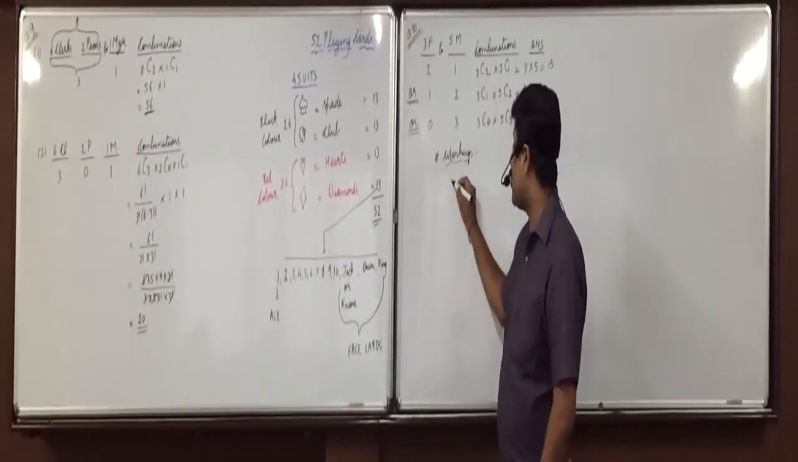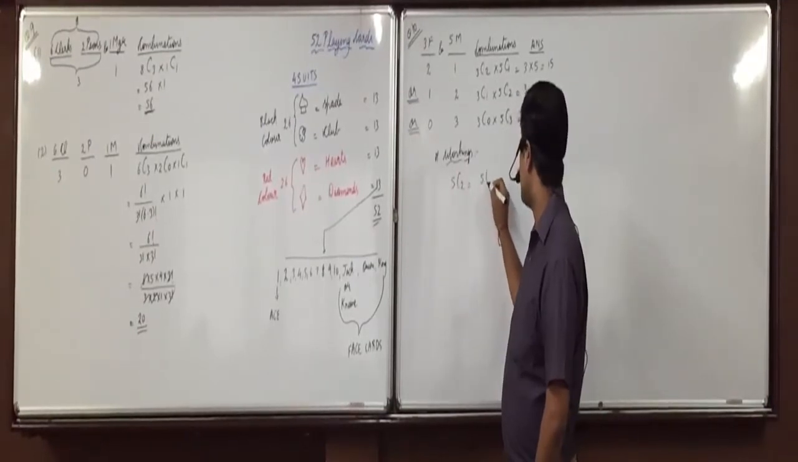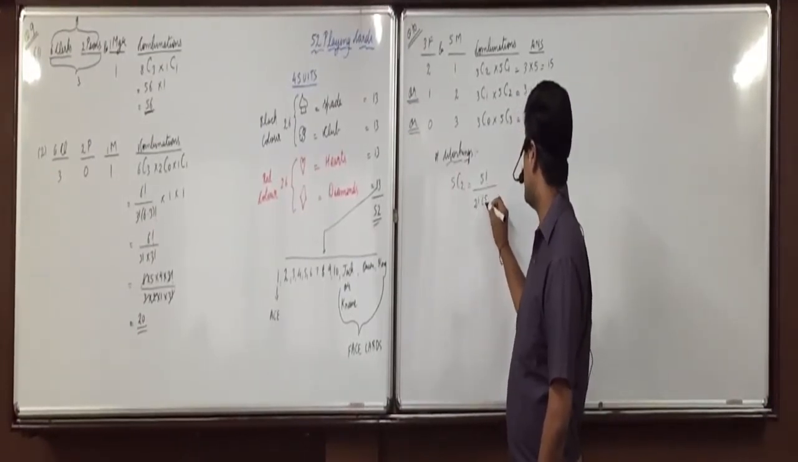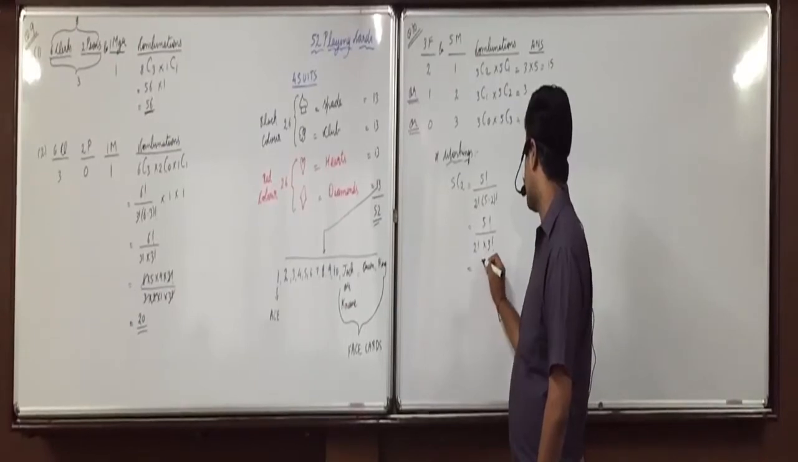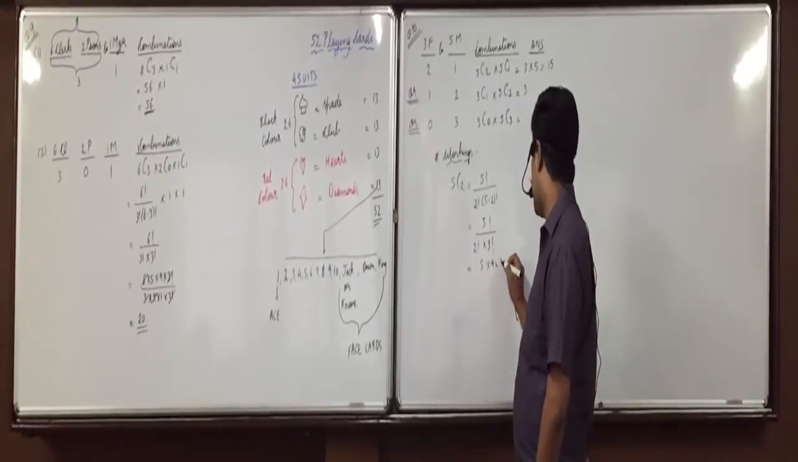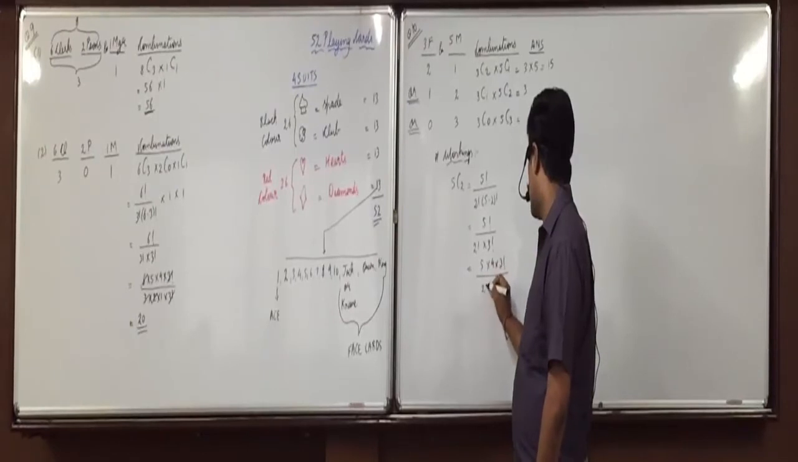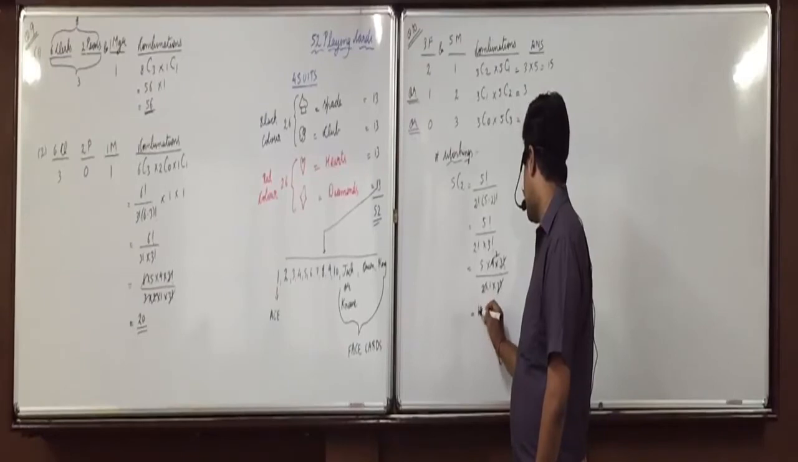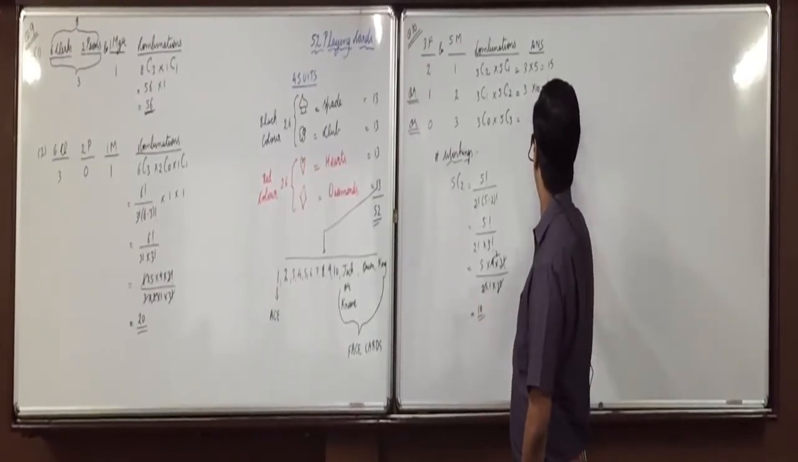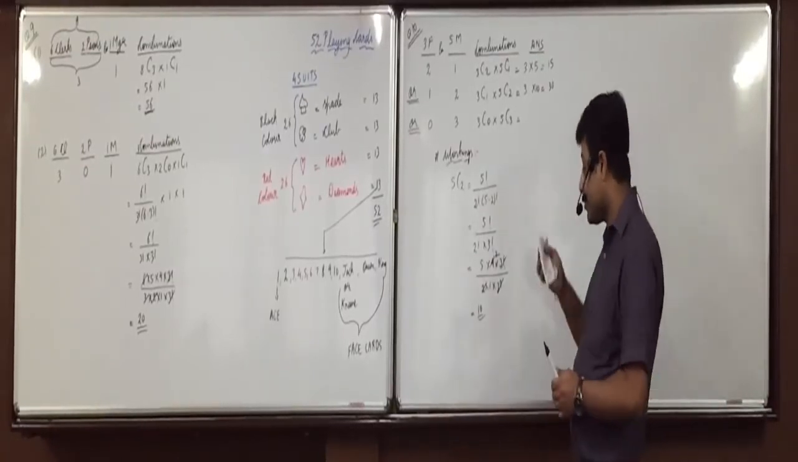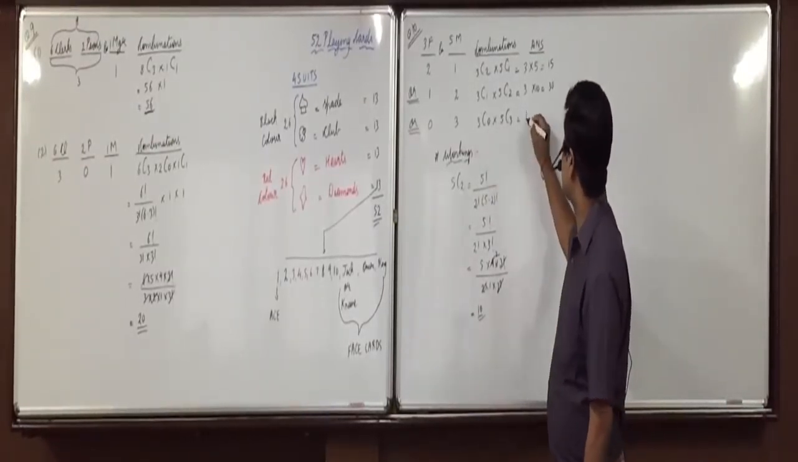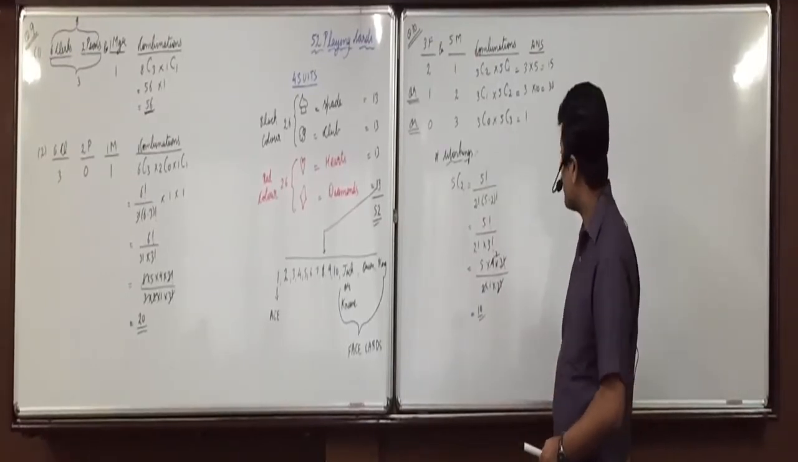3C1 is 3. Now this only we have to show: 5C2 is 5 factorial upon 2 factorial into (5 minus 2), which is 3 factorial. 5 you will open up till 3, over 2 into 1 into 3. 5 into 2, 10. 3 into 10, 30. Any confusions here? Further, 3C0 is 1.